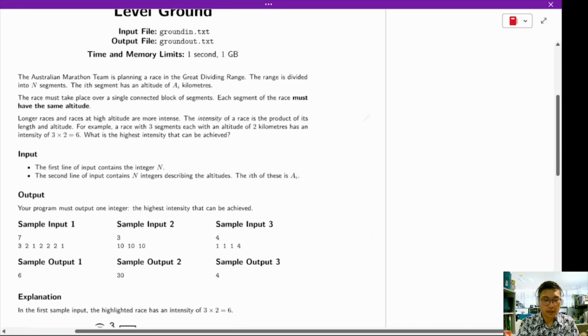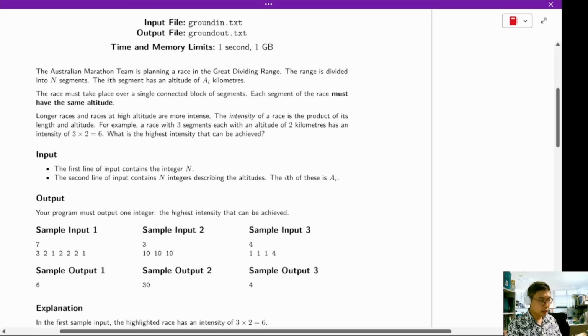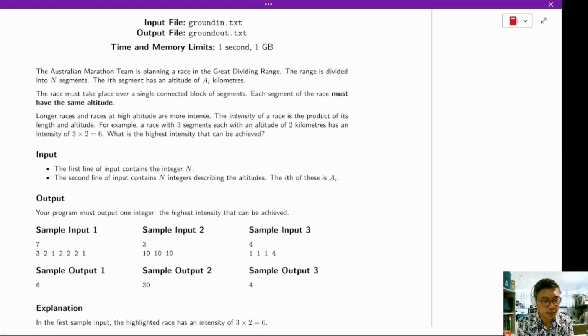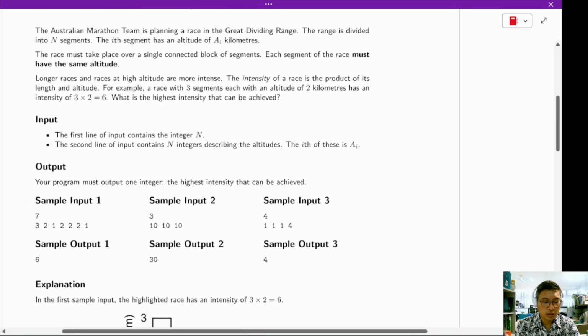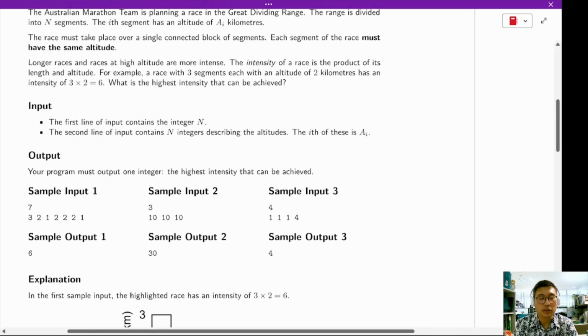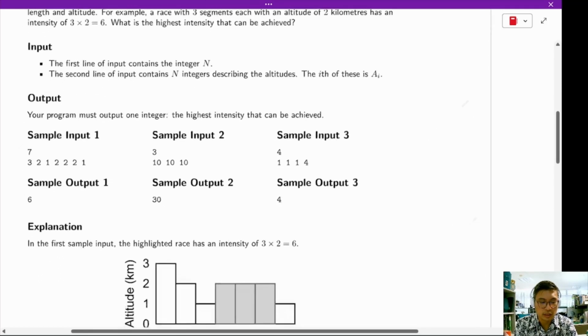Okay, let's take a look at the problem of level ground. The Australian marathon team is planning a race. The race is divided into n segments, and the i-th segment has altitude of a_i kilometers. Each race must take place over a block of segments, and segments must have the same altitude. Longer races at high altitude are more intense. The intensity of a race is the product of the length of the segment and altitude. A race with 3 segments with altitude of 2 km has intensity of 6.